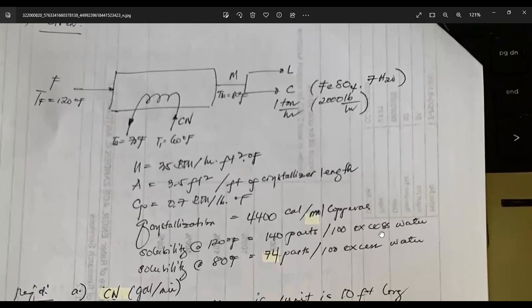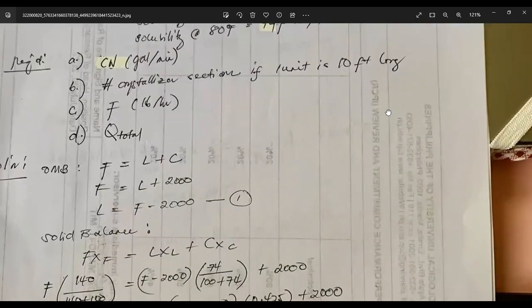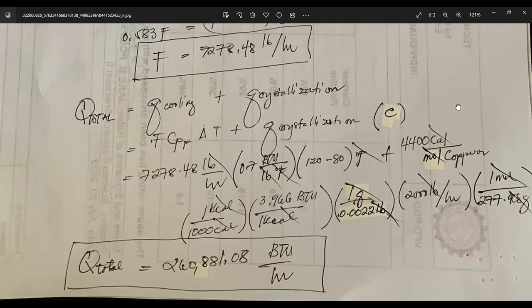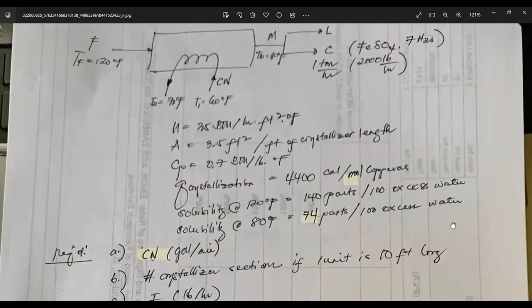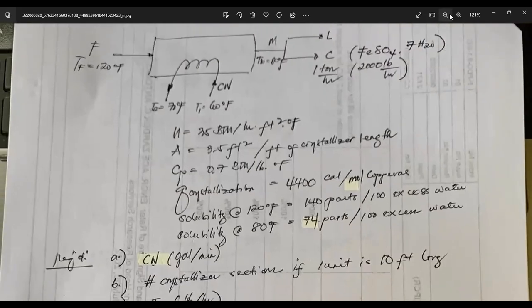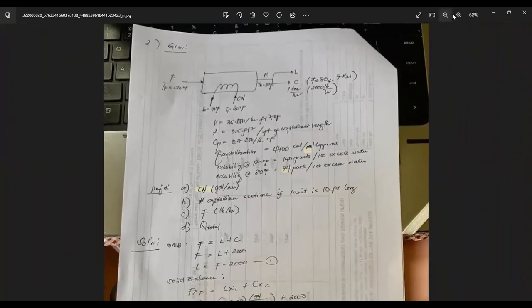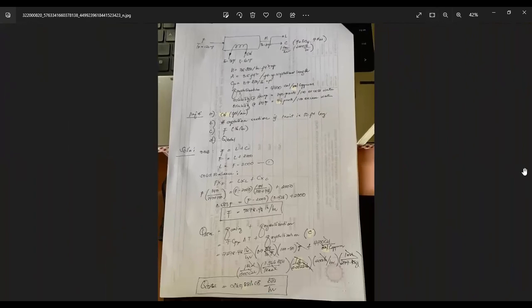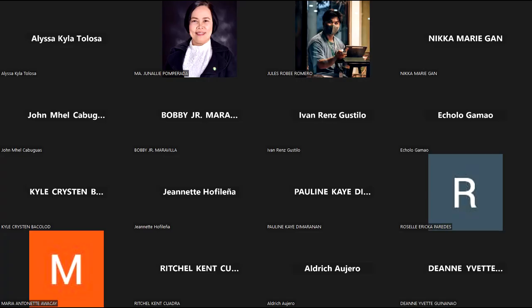Okay? Now, before I go to the second part of the solution, we are done with this F and this Q total. Do you have any question? So there's none. So I'll close this one now. Okay.